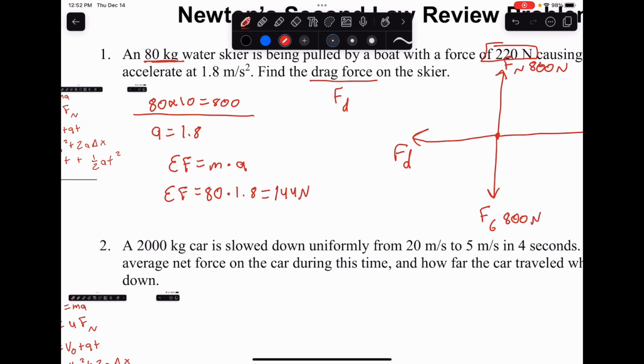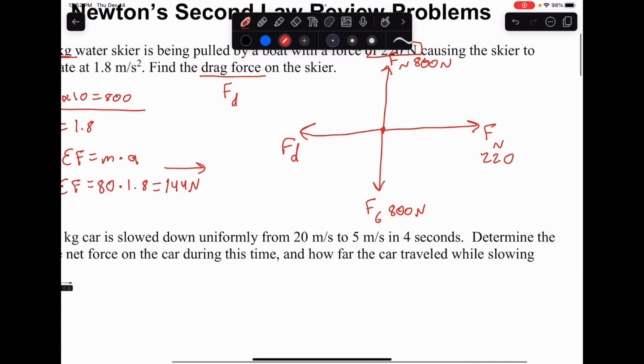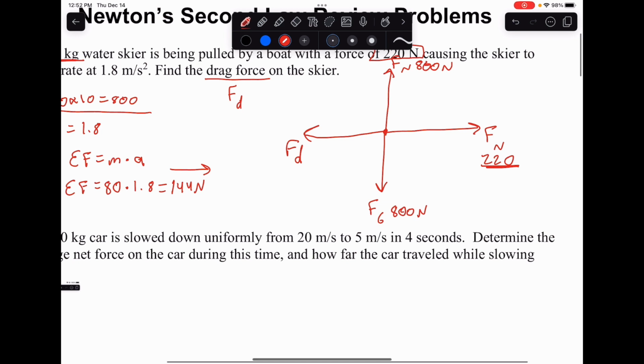So that means to the right, it's moving with 144 newtons. But if you see, the force pulling is 220. So what we're going to do is subtract. And that becomes 76. So force drag equals 76 newtons.